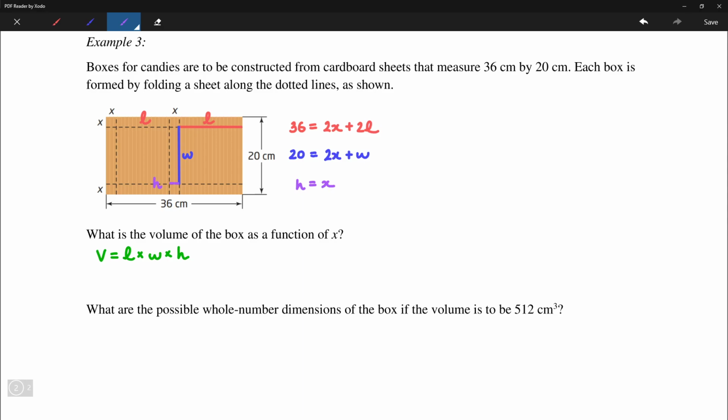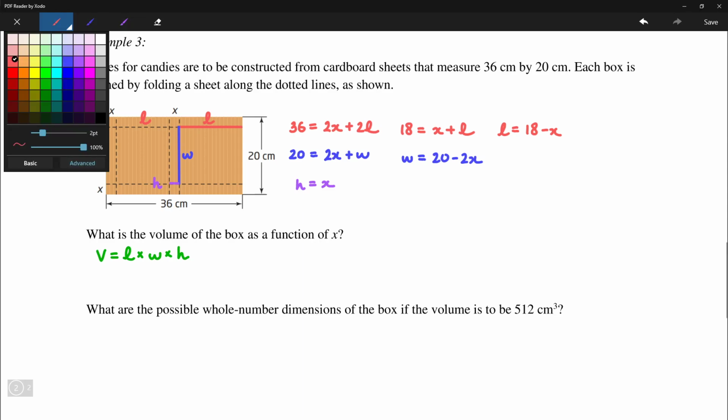All right, so this could be simplified a little bit. We want to write the volume of the box in terms of x only. So starting with the length part, 18 is equal to x plus L, dividing both sides by 2. And so the length is going to be equal to 18 minus x. You can do the same thing with the width as well. W is going to be equal to 20 minus 2x. And of course, h is just equal to x.